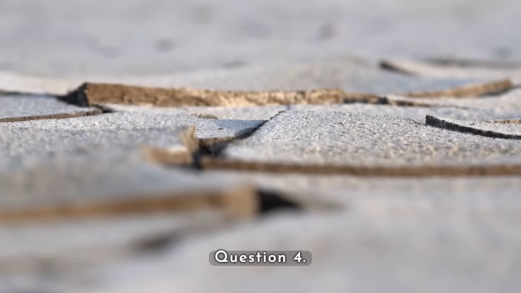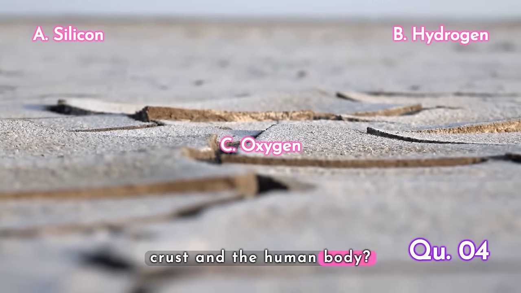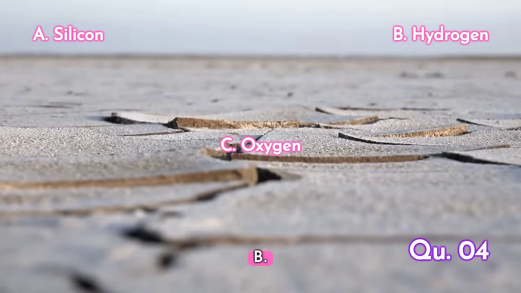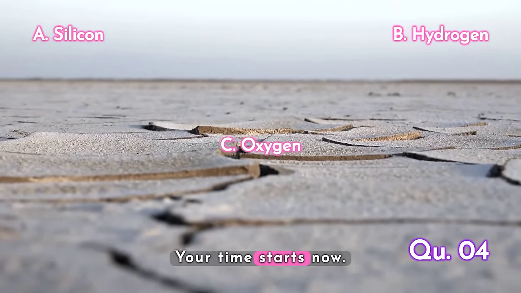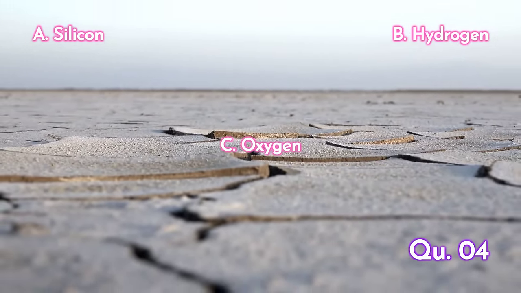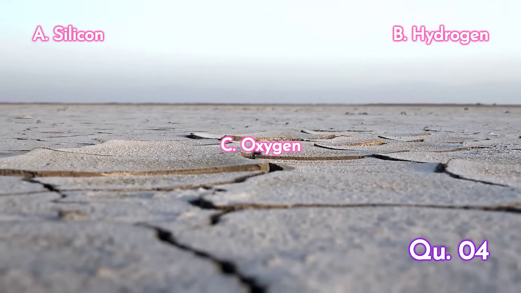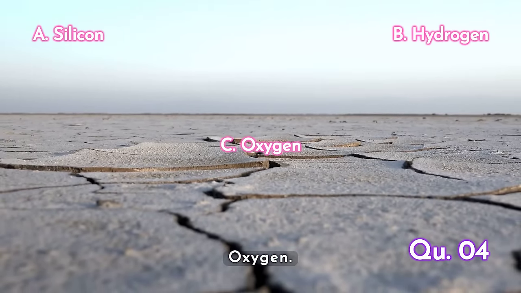Question 4. Which element is most abundant in both Earth's crust and the human body? A, silicon. B, hydrogen. C, oxygen. Your time starts now. The answer is C, oxygen.